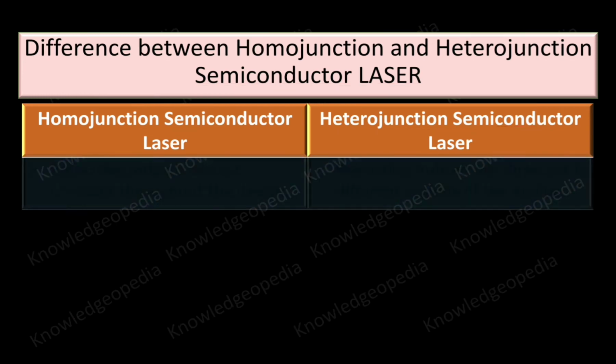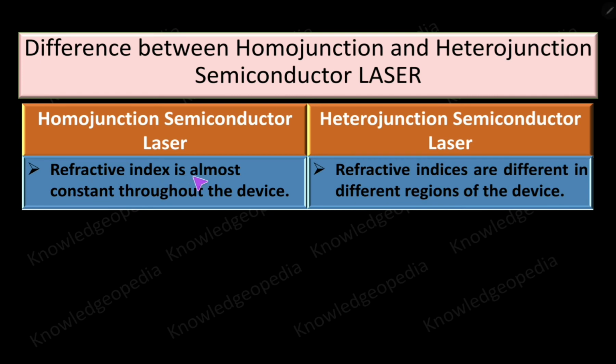The next one is that the refractive index is almost constant throughout the device because all the regions are made up of the same kind of semiconductor materials, and hence the refractive index is almost constant. But in case of heterojunction semiconductor laser, the refractive indices are different in different regions because we are taking different semiconductor materials.